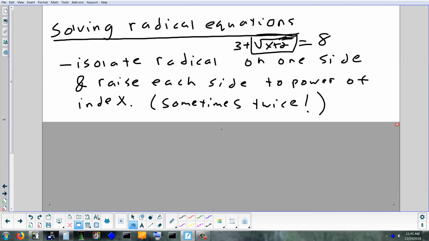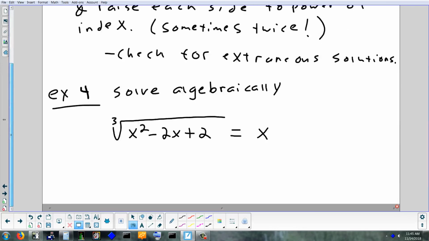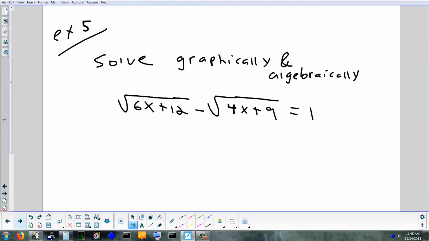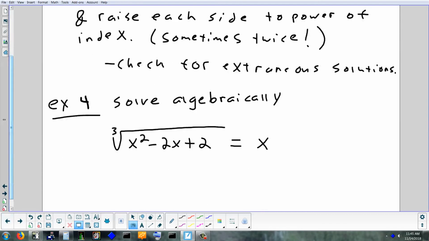Now, if you have a square root, you're going to have to square. How many times you have to do it depends on how many roots are in the problem. This problem has 2 roots in it, so you're going to have to square twice. This is a problem with 1 root in it. It's not a square root, it's a cube root, but you're only going to have to cube once. This one is a little bit easier than the next one.